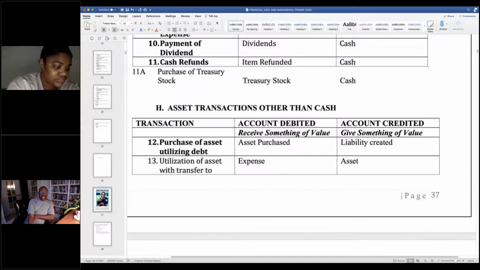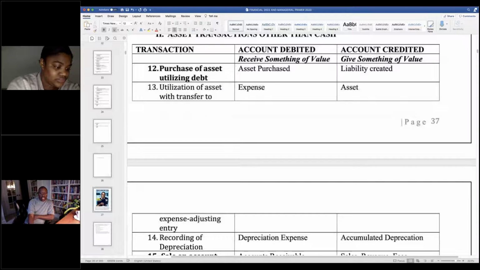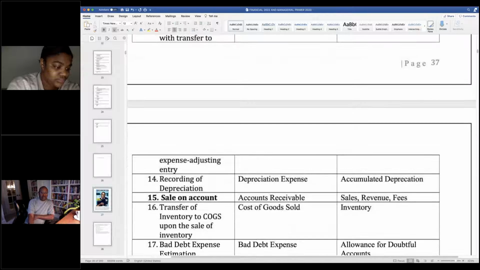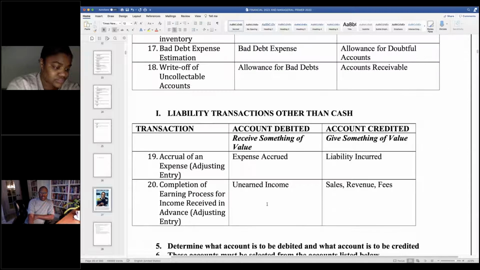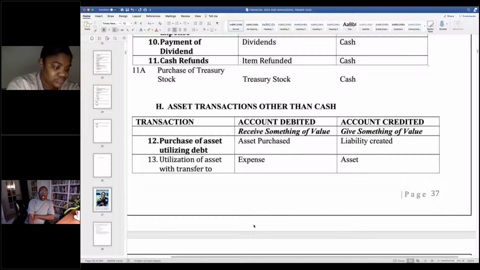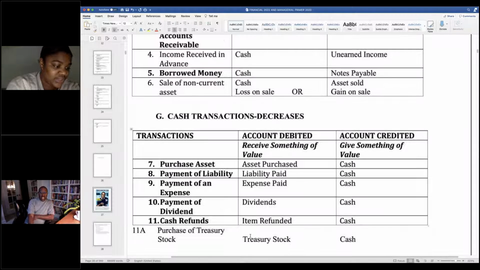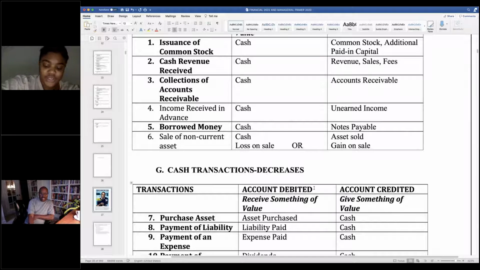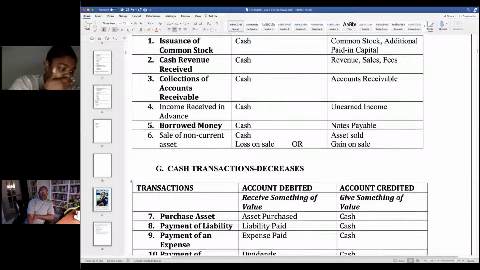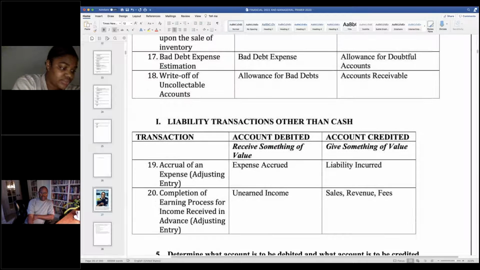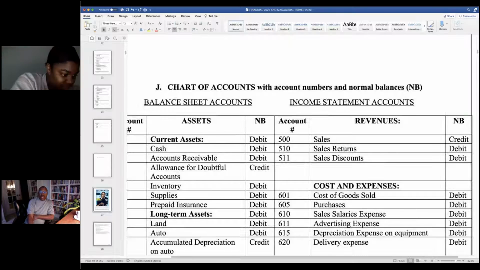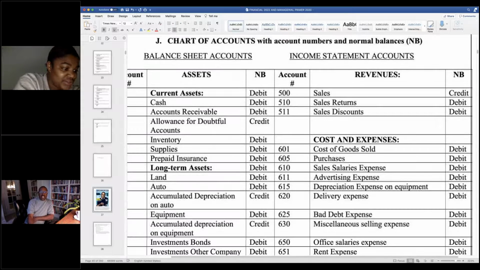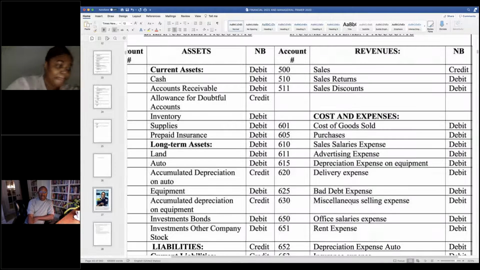Then you have these asset transactions other than cash. So when cash is not involved, then you got to find your transactions over here. So what this chart did, of course, was to tell us, given that we had a transaction, what did we debit, and what did we credit. So it was a frame of reference for you to make journal entries so we could ensure that you could make them. Then we have the chart of accounts. You don't create any accounts. Here are the accounts here.